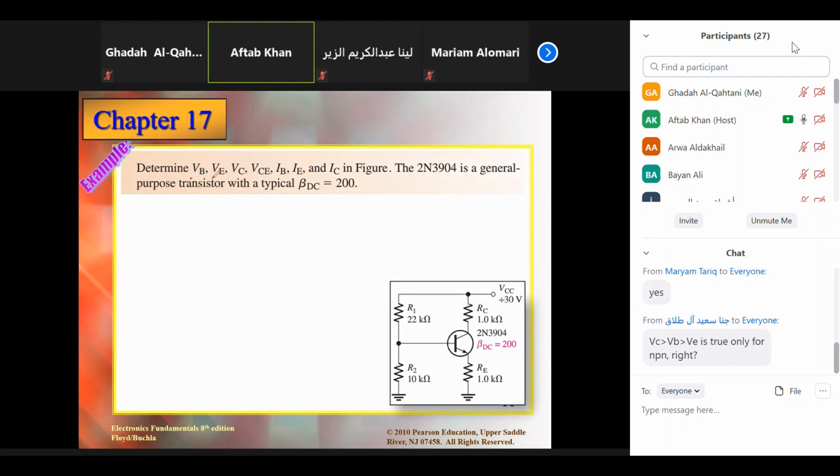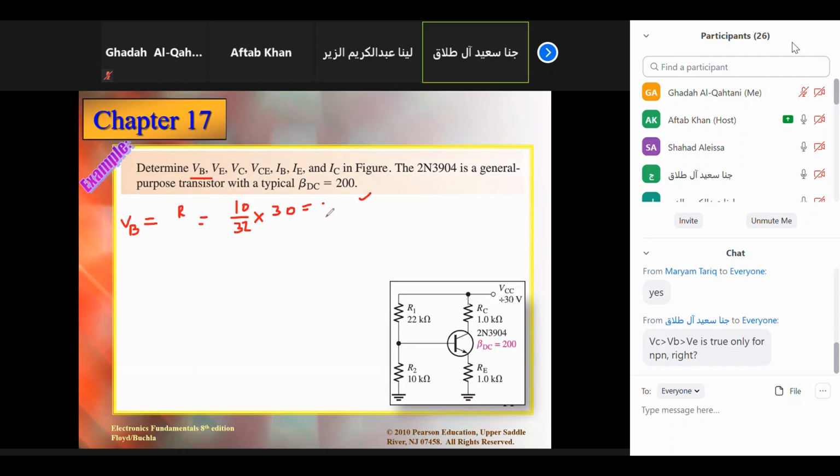First solve VB. So what is the process? How will we solve VB? Who will tell? R2 over R1 plus R2. Okay, so R2 over this. Just put the values directly there. What are the values? 10 over 32, times 30. Okay, so calculate how much you are getting for VB. So 9.38. Okay, so this is 9.38.